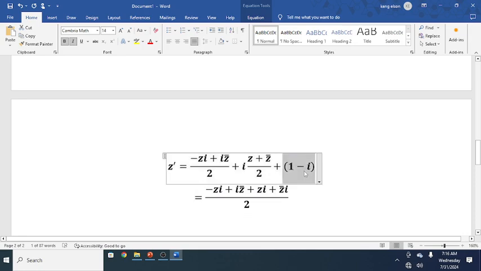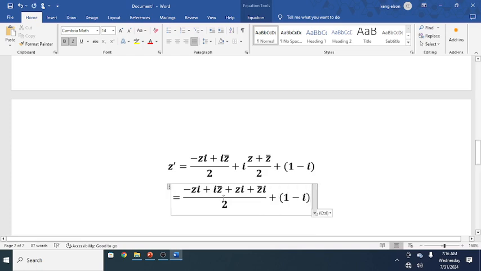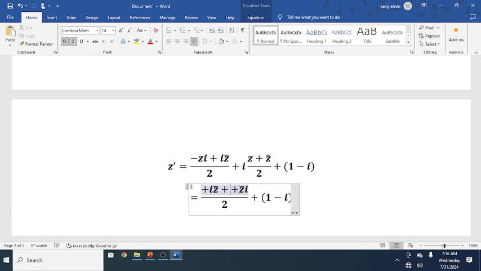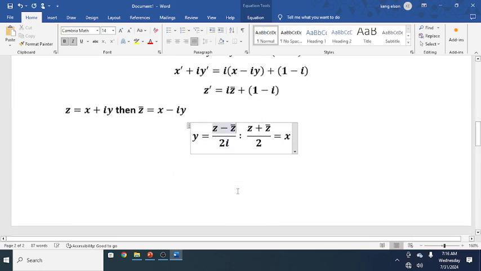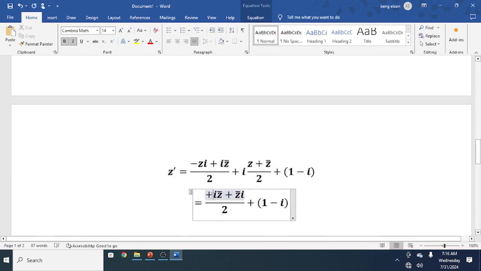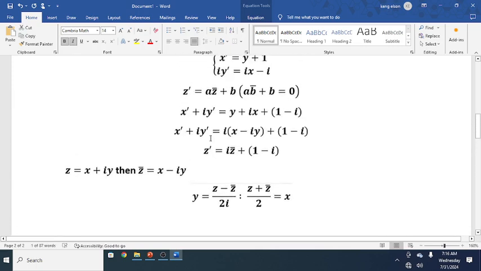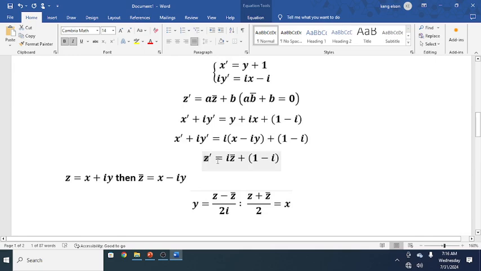Let me add this other one first. So plus this, as I know you guys have already seen the answer, because this one and this one are going to cancel to give us 0. Now the next thing is that when you add the numerator, it will be 2 times itself, and the 2 is going to cancel with the denominator. So definitely we are going to come back to z prime is equal to i z bar plus 1 minus i.